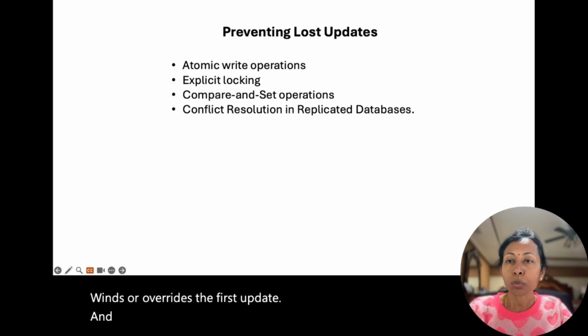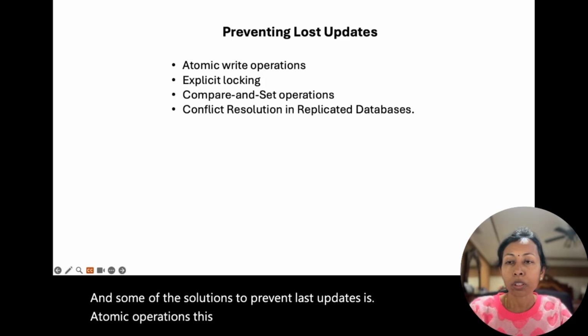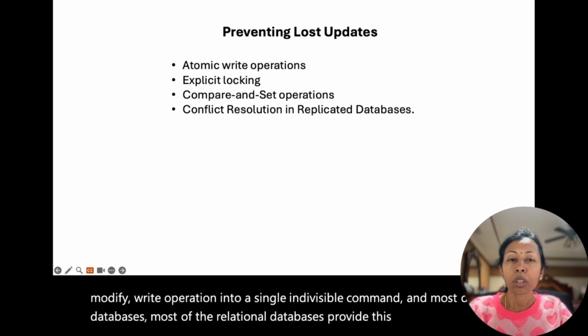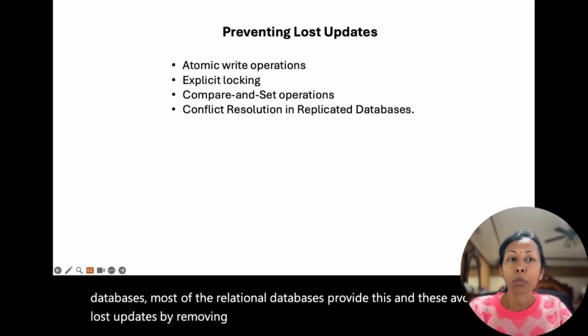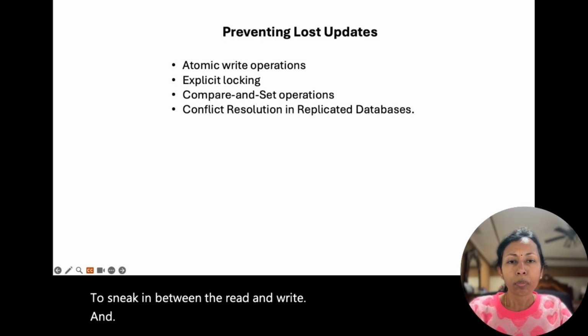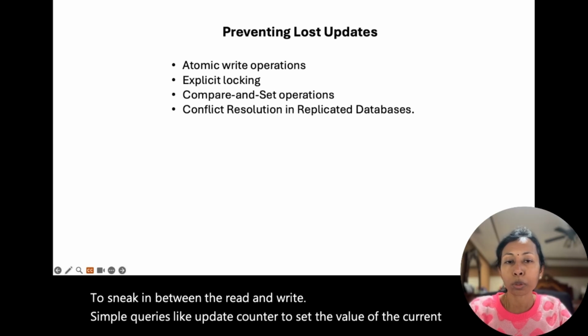Some of the solutions to prevent lost updates is atomic operations. These atomic write operations encapsulate a read, modify, write operation into a single indivisible command. Most of the relational databases provide this, and these avoid lost updates by removing the opportunity for another write to sneak in between the read and write. Simple queries like update counter set value equal to value plus 1.